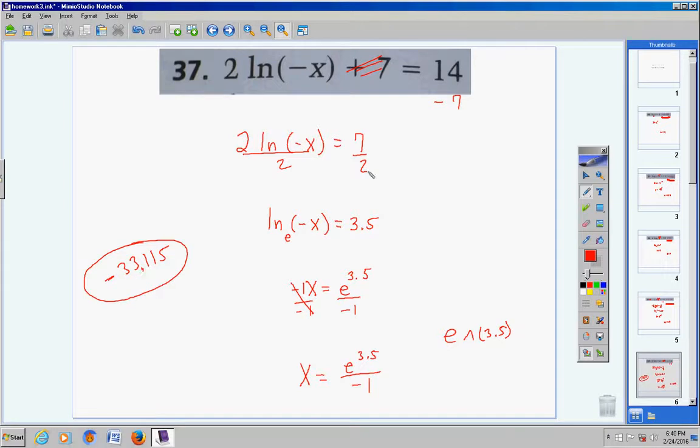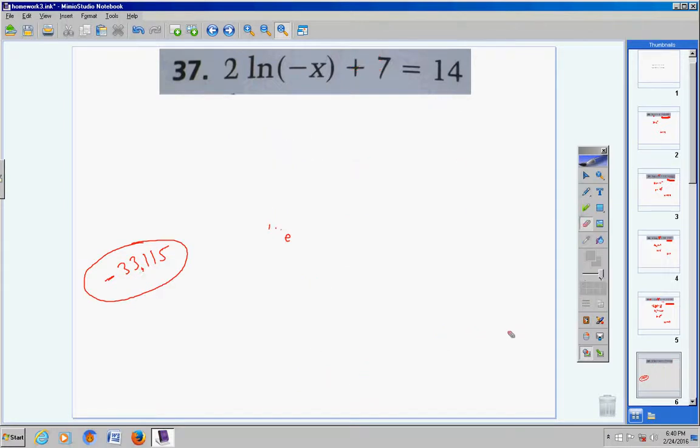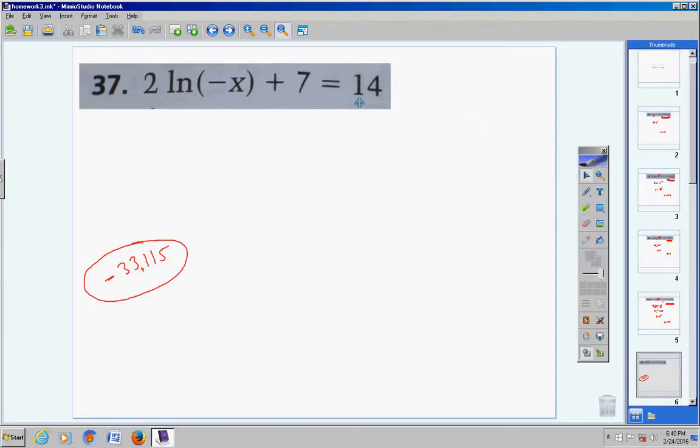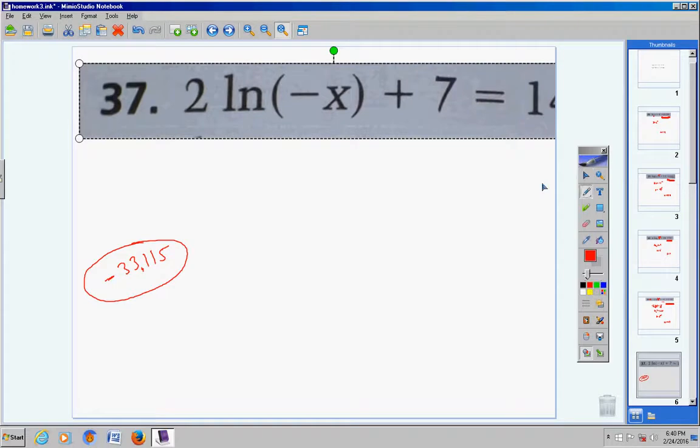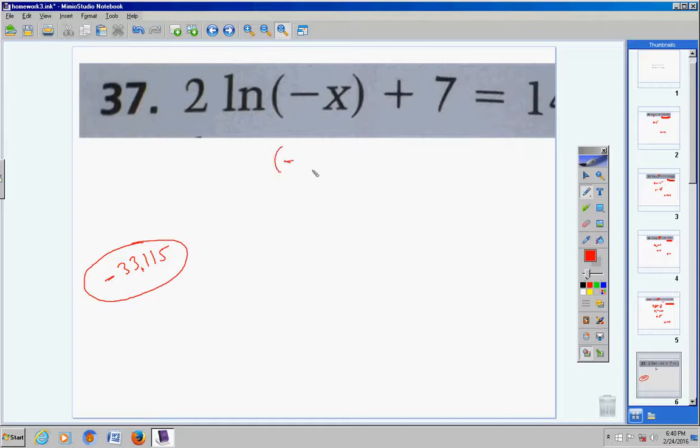So let's see. Here's my original equation right up here. Now, where the x is, I've got to substitute my answer right here. So notice you have a negative sign already, so it's negative. And then you're putting in a negative 33.115. So that makes your entire argument become positive because you have a negative here, plus you're putting into x a negative number. So a negative gives you a positive. So your argument is positive, thus the answer does work.